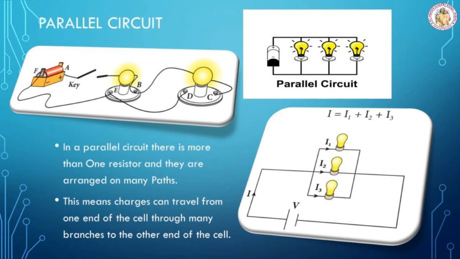Let us consider the three bulbs connected in parallel. Let V be the voltage across the bulbs and I1, I2, I3 be the current across each bulb. The current I from the battery is the total of the individual current flowing through the resistance, that means bulbs. So I is equal to I1 plus I2 plus I3.